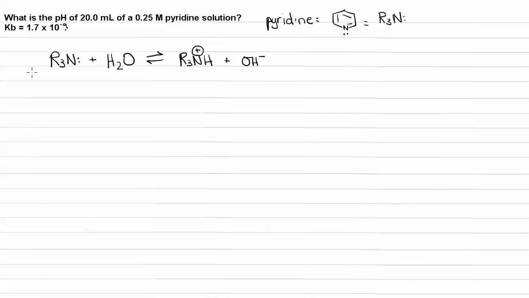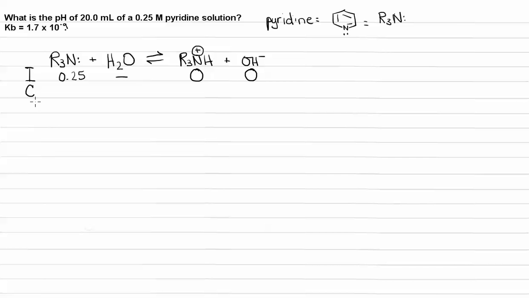When you're determining the pH of a weak base like this, you're going to need an ICE table, an equilibrium table. So the initial concentration of our R3N, our pyridine, is 0.25 molar. We don't really care about the water concentration. It doesn't appear in the KB expression. It's kind of a pure liquid. It doesn't really affect our pH, so we don't really care what's going on with water. Our initial concentration of conjugate acid, R3NH, is 0. And our initial concentration of hydroxide is also 0.